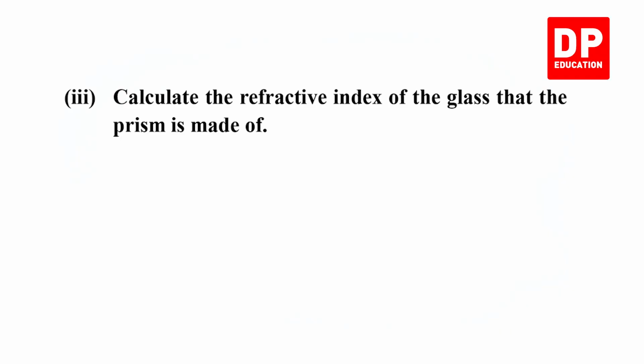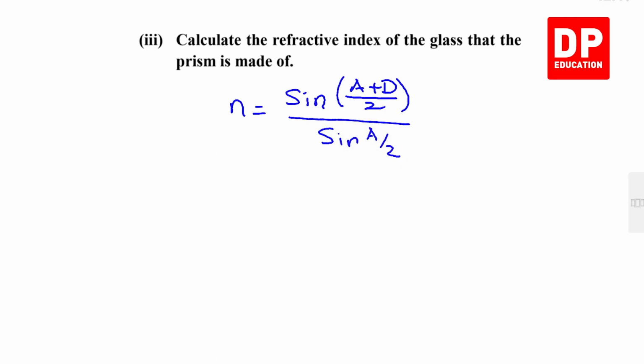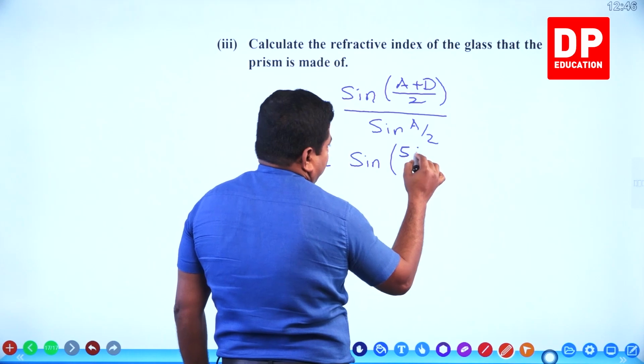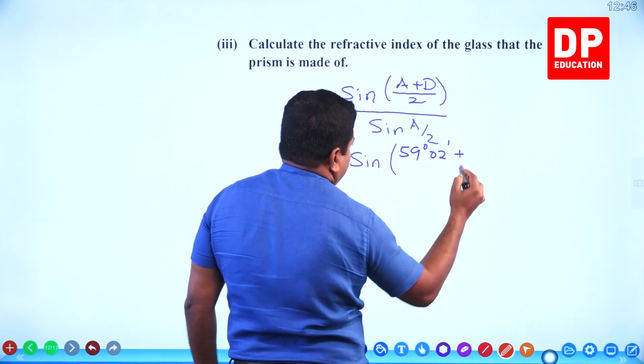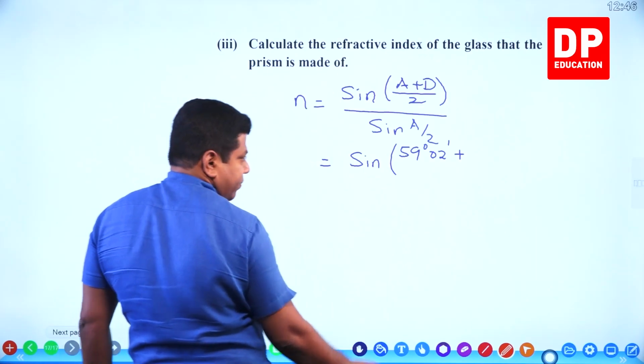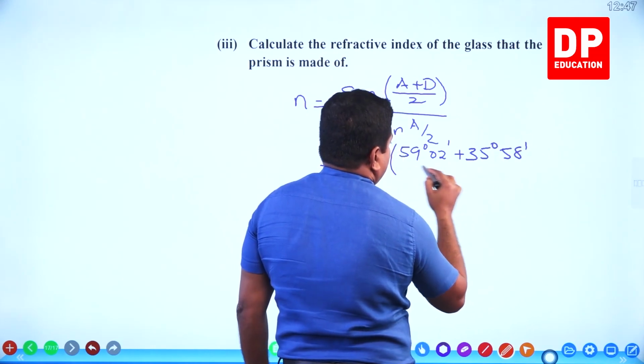What next? Calculate the refractive index of the glass that the prism is made of. You know the formula, n equals sine of (A plus D) by 2, divided by sine A by 2. Write the formula first. Then substitute the values. A plus D by 2. A was 59 02. D is 35 58, over 2.